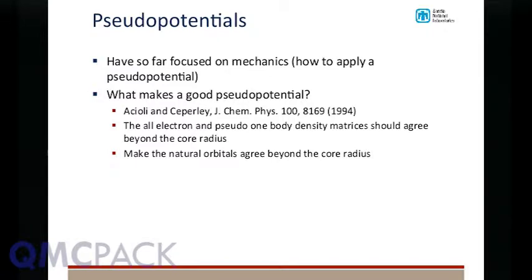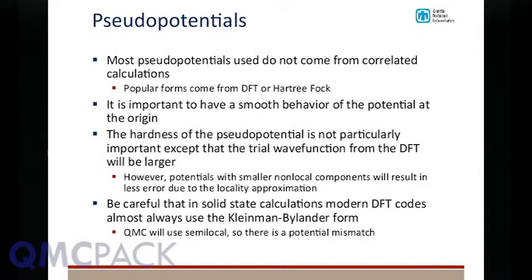In practice, people haven't often used this metric in constructing pseudopotentials. Most of the pseudopotentials that we use don't come from correlated calculations. They'll either come from Hartree-Fock or some sort of density functional theory. The exception to this is some of the quantum chemistry potentials. It's important to have a smooth behavior of the potential at the origin. If you've got some kink there, then you're going to have to cancel that out, or else you'll have a big spike in your local energy that's going to make things numerically difficult.